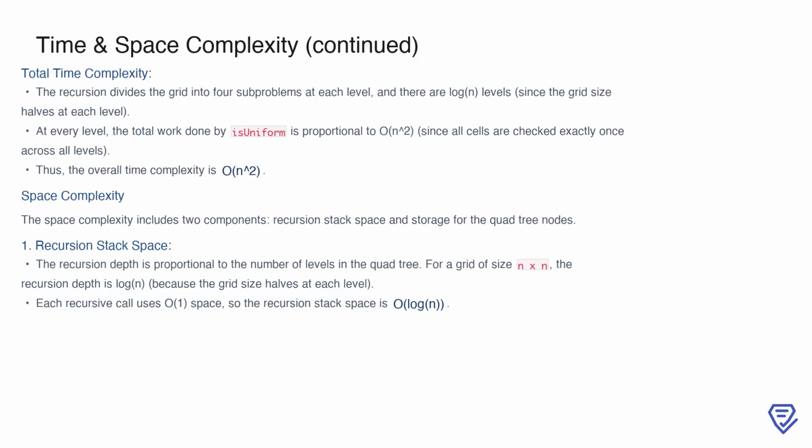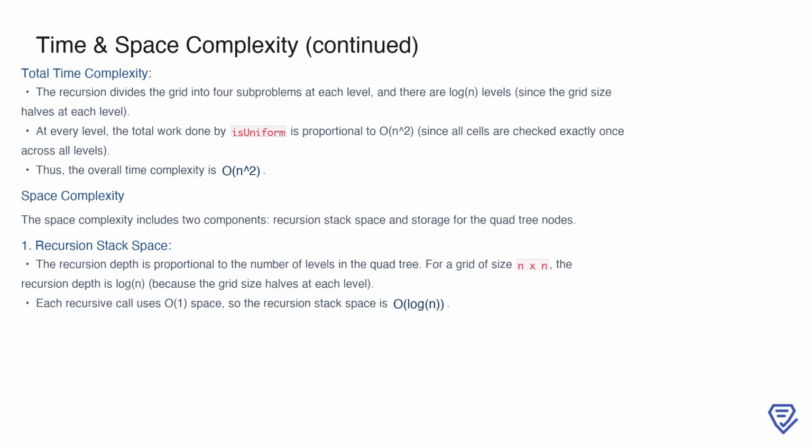When we calculate the total time complexity, we observe that the grid is divided into 4 smaller subproblems at each level of recursion, and there are log n levels since the grid size halves at each step. At each level, the total work done by the isUniform function is proportional to n squared, as it processes all cells exactly once across all recursive calls. Combining these observations, the overall time complexity for constructing the quad tree is O(n squared).